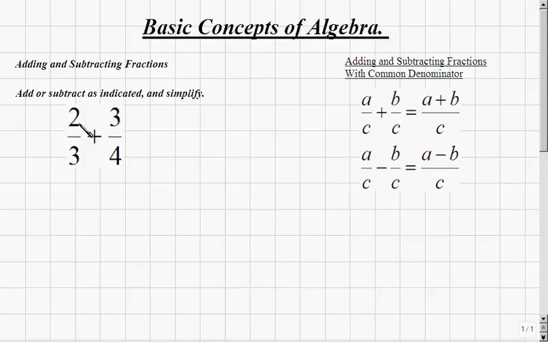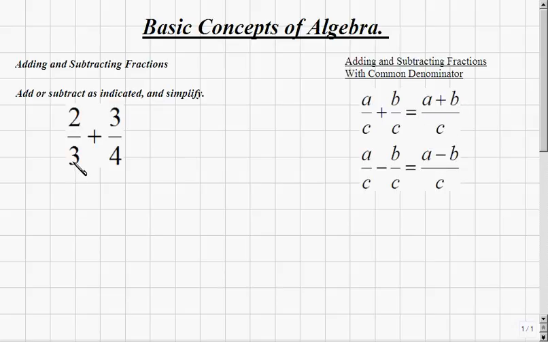Let's add the fractions together, 2/3 plus 3/4, and simplify the result. We'd like to use the rule on the right. However, the rule on the right says that if we add two fractions with a common denominator, we add the numerators and write that over the common denominator.